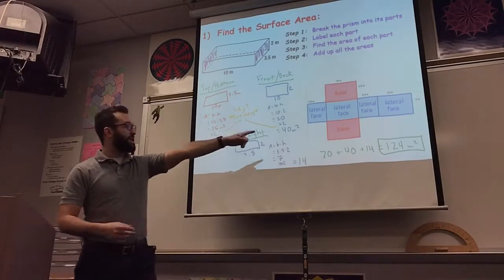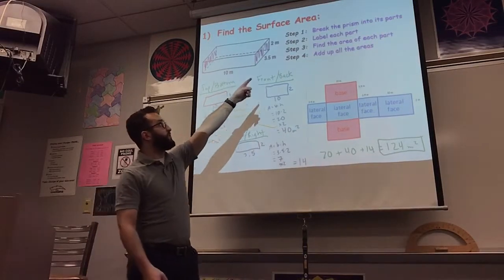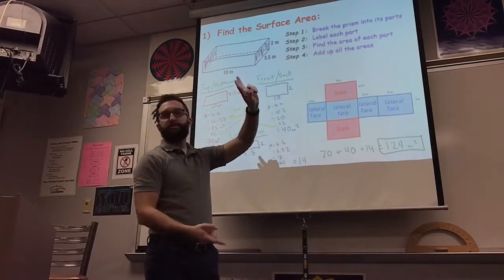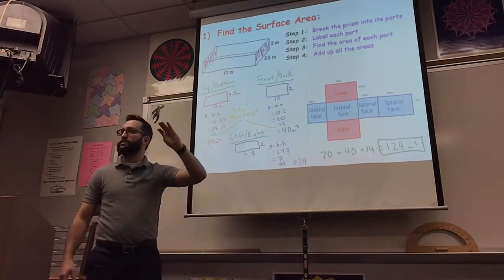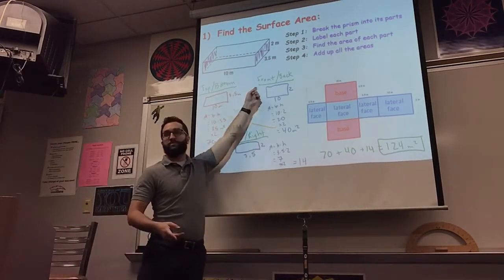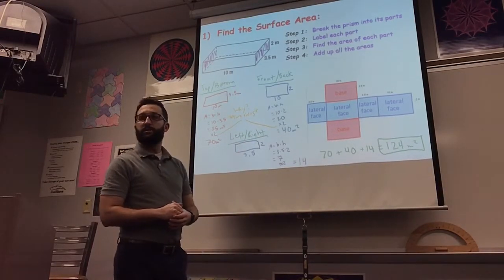You do not need to draw the net. The net was for me to show you to help visualize. What you need to do is break the prism into its parts. You need to label each part. You need to find the area of each part, and then you need to add up all the areas. So yes, there will need to be some sort of labeling, because that's what it says to do, label each part. Yes? Absolutely.